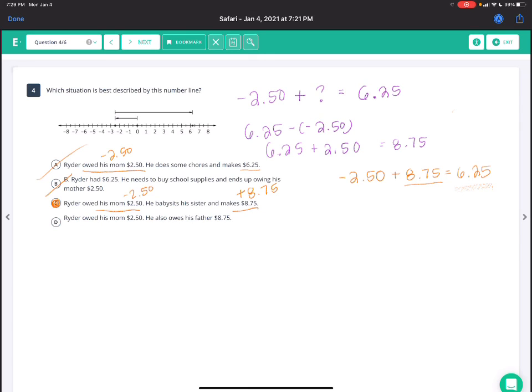Even though we realize that the correct choice is C, we're going to check D just to ensure our decision. For choice D, it says Ryder owed his mom $2.50. Then he owes his dad $8.75, which wouldn't work because this would be a negative $2.50, and then a negative $8.75. So it definitely wouldn't be choice D.